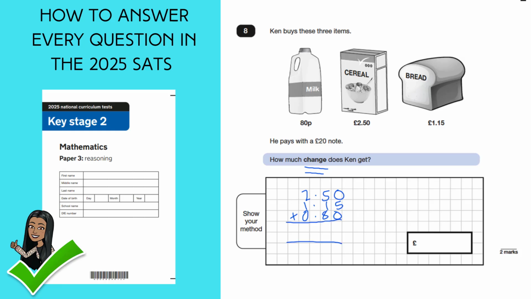So 0 plus 5 is 5, 5 and 1 and 8 is 14, put your decimal point in, 2 and 1 and 1 is 4. So our 3 items cost £4 and 45 pence. So that's how much Ken needs to pay, but Ken actually pays with a £20 note.